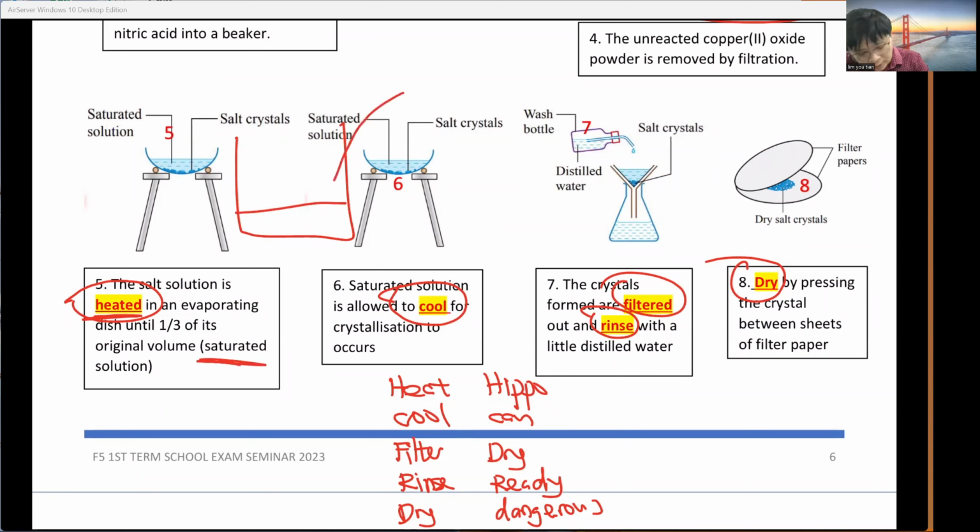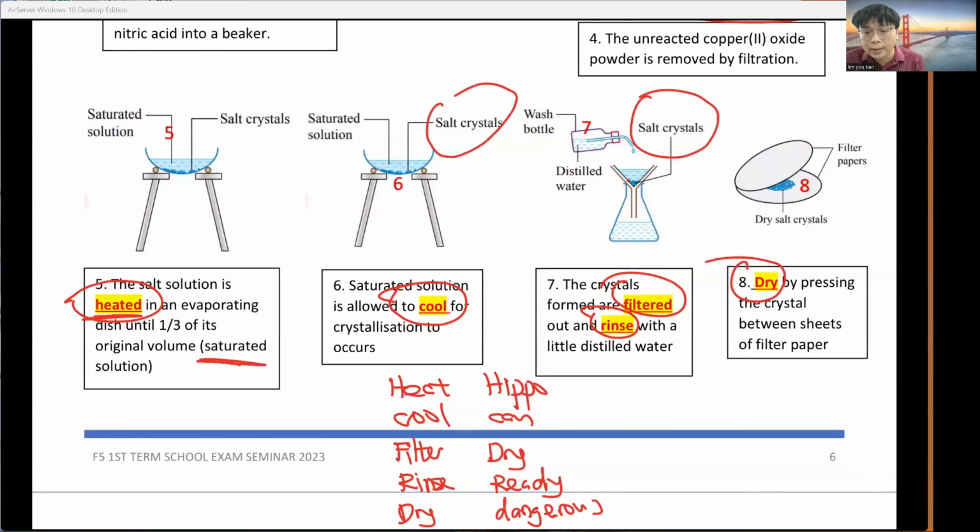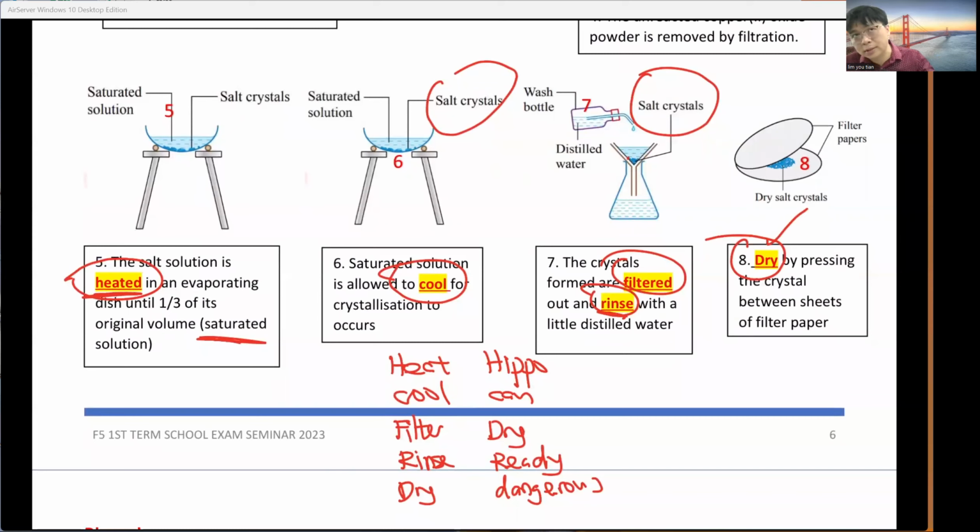Then we let it cool down. Once you cool down, you see a lot of salt crystals will come up. Then filter to get the salt crystals. Then rinse a bit, because it may be a bit dirty or have other chemicals, so you just rinse a bit. Then you dry it using filter paper. So this is the proper step that you need to know, because solubility is most important. When preparing salt, it always squeezes into the main question to ask you.